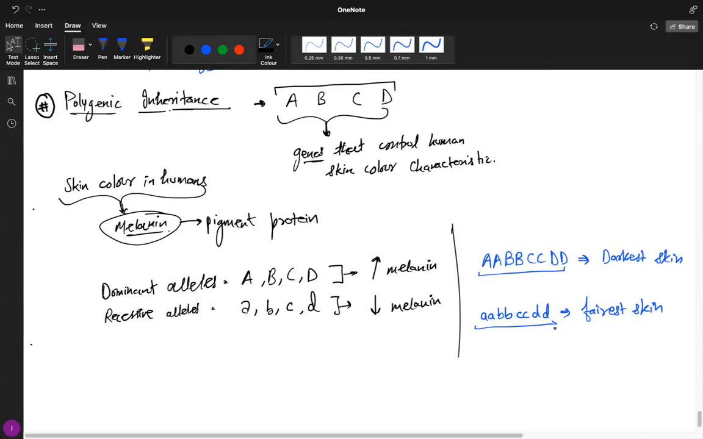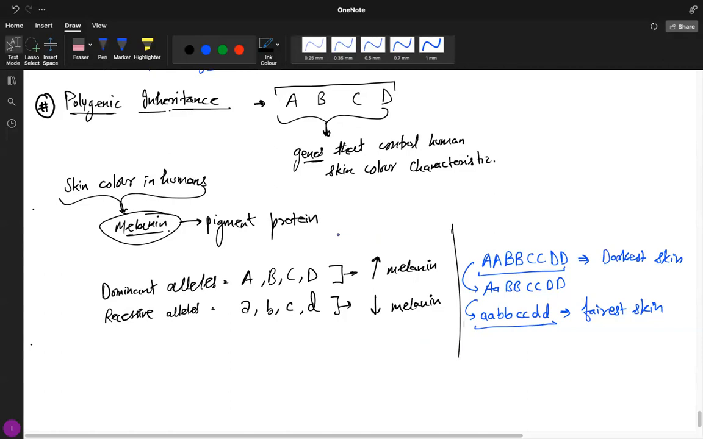Now, everything in between will be one shade. If someone has a heterozygous condition for one gene but is homozygous dominant for all the others, this will be slightly less dark, or you can say slightly fairer, until you reach the fairest finally. You understand? So all the combinations in between give rise to one particular skin shade.